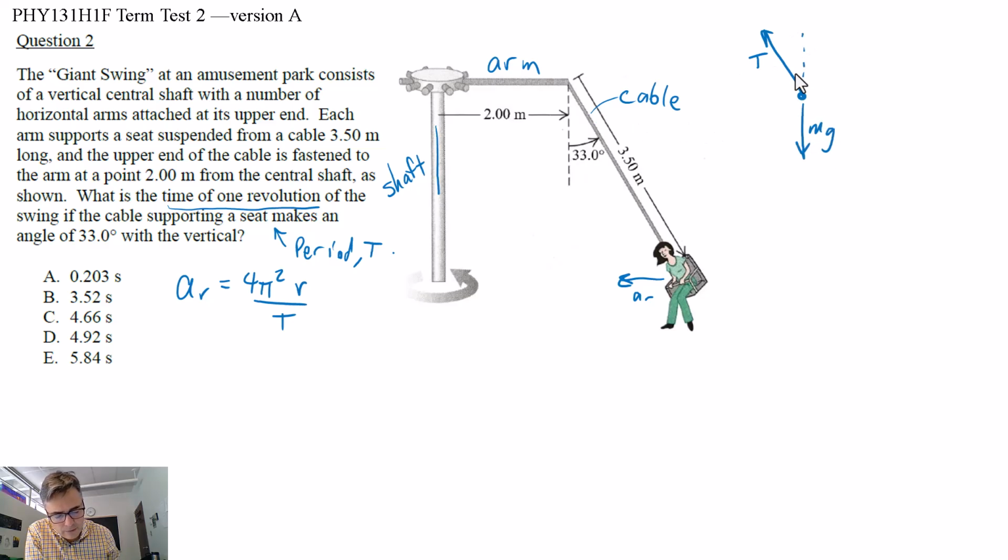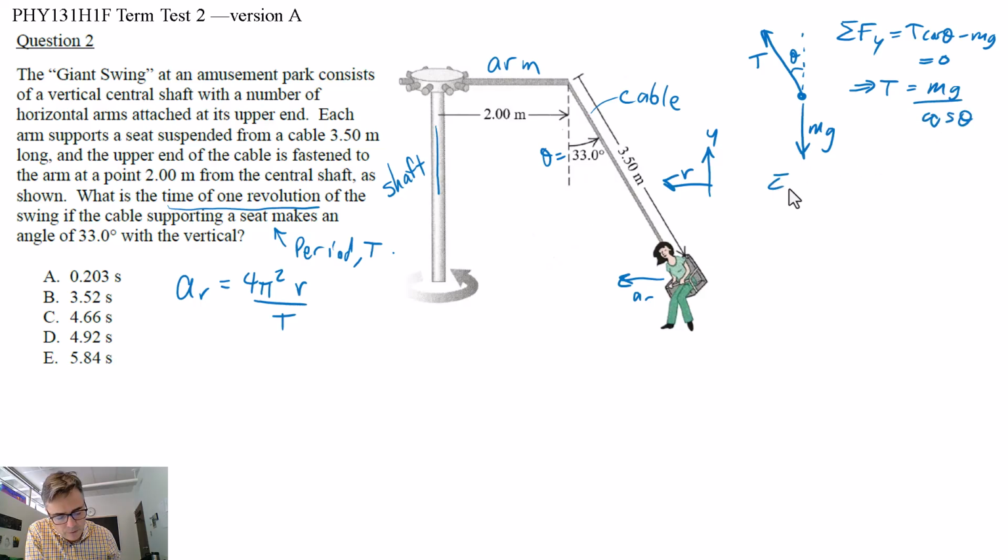And so this angle, theta equals 33, is equal to this angle right here, sort of by the Z rule. And so the sum of the forces in the y direction, if we define y to be up and r to be to the left, that's going to be T cos theta minus mg. This equals 0. That implies that the tension is equal to mg divided by cos theta.